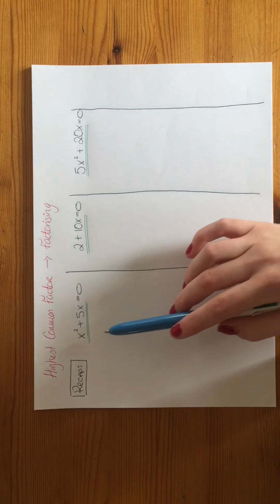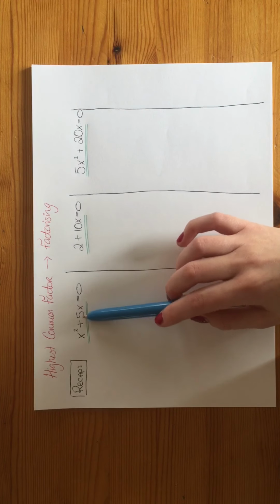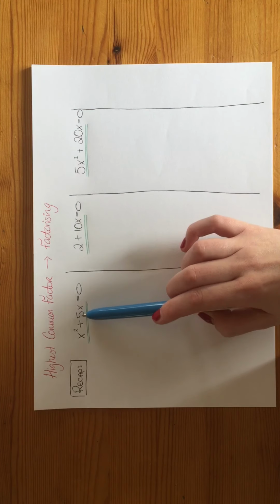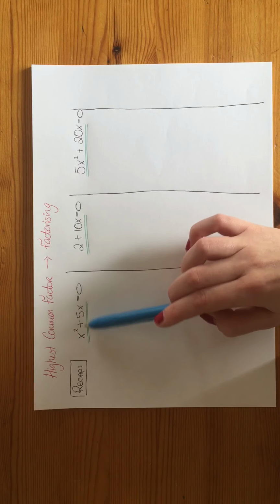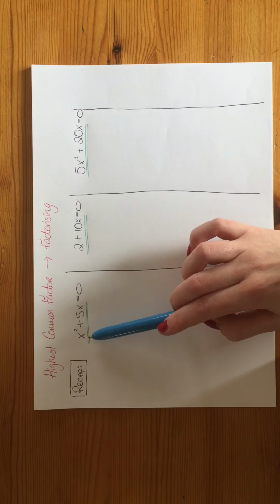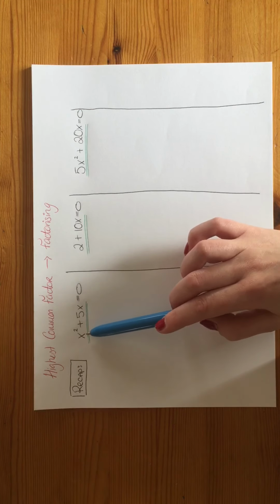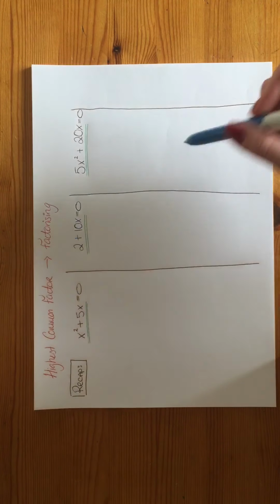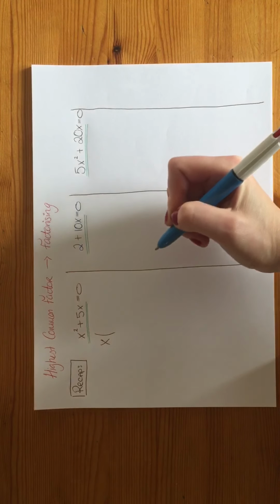So you have to think to yourself, what's the biggest thing that they have in common? So we've got x squared plus 5x. What can you see that they have that's the same? They've got x. So this is 1, remember, 1x squared. So 1 and 5 have nothing in common, but x squared and x have x in common. So you take x outside the bracket.